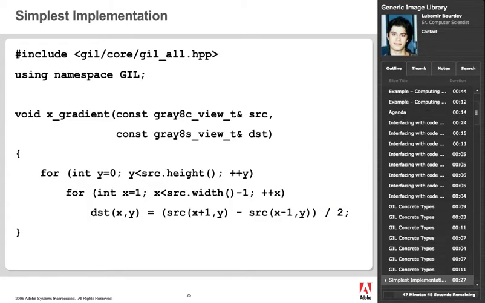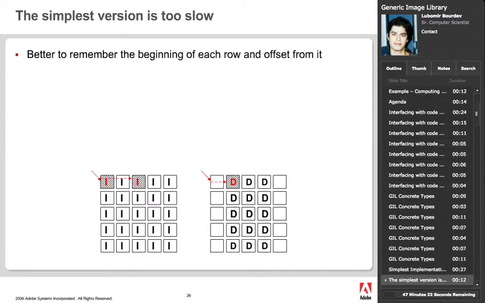If we ignore performance and focus on simplicity, we can write the image gradient code as shown here. We simply loop over the pixels and write the formula for each pixel. This only works for grayscale images whose pixels are convertible to channels. This code is slow because we compute the location of each pixel based on its two-dimensional coordinates, which involves multiplication and addition. A more conventional way is to remember the beginning of each row and have a one-dimensional offset from it.